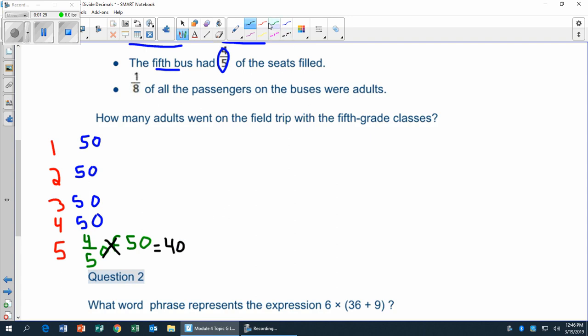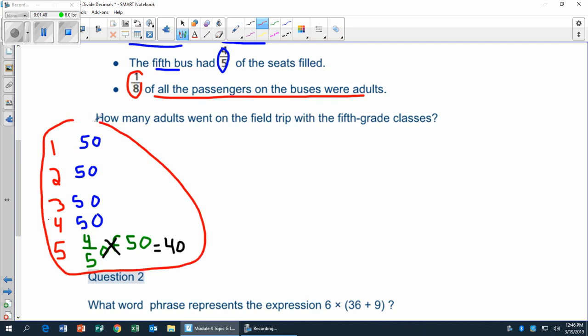Then it's telling me that 1/8 of all of the passengers on the buses were adults. So first I have to add up all of the passengers. So 50 plus 50 plus 50 plus 50 plus 40 is 240 people on the buses. And 1/8 of those passengers, and "of" means to multiply, were adults. And when I do this, it's 240 divided by 8 is 30, and 30 times 1 is 30. So there were 30 adults on all the buses.